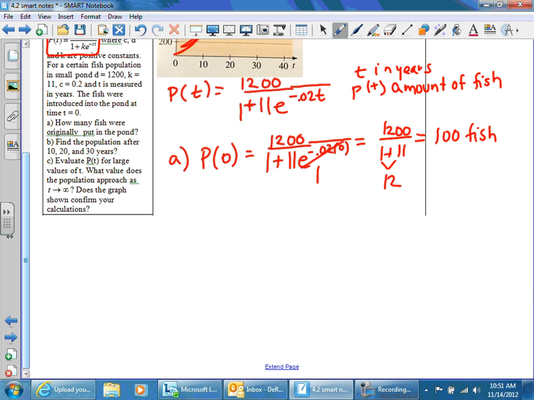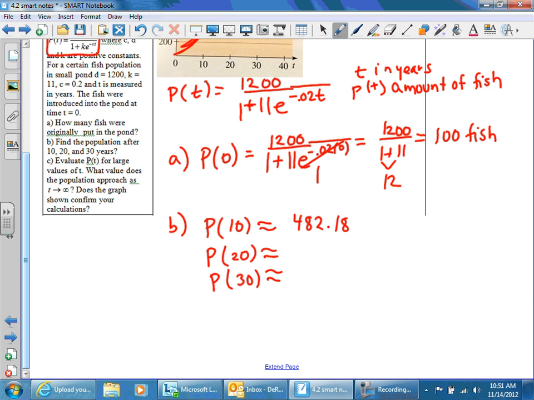All right, see if you can keep solving for part B and find the population after 10, 20, and 30 years. Might be a good time to pause me and see if you can do that. Once you have it, you can come back and unpause and check and see if you got the right answer. If you didn't, make sure you ask me in class.